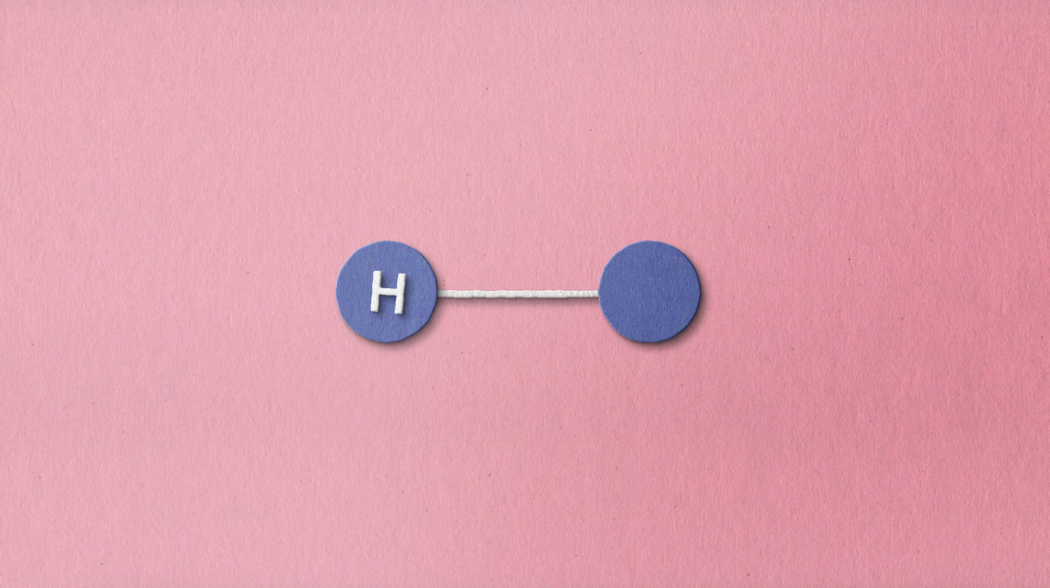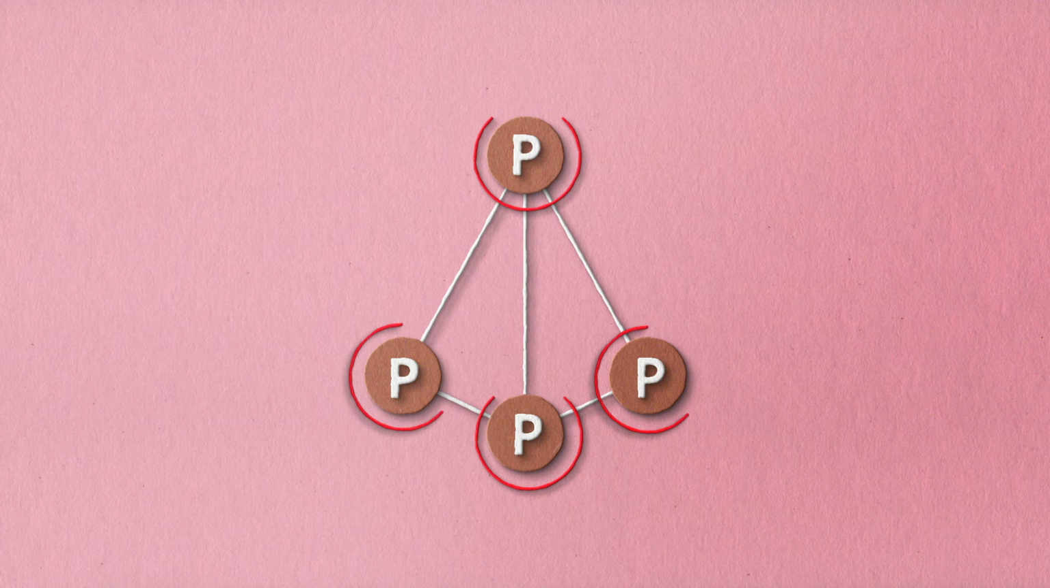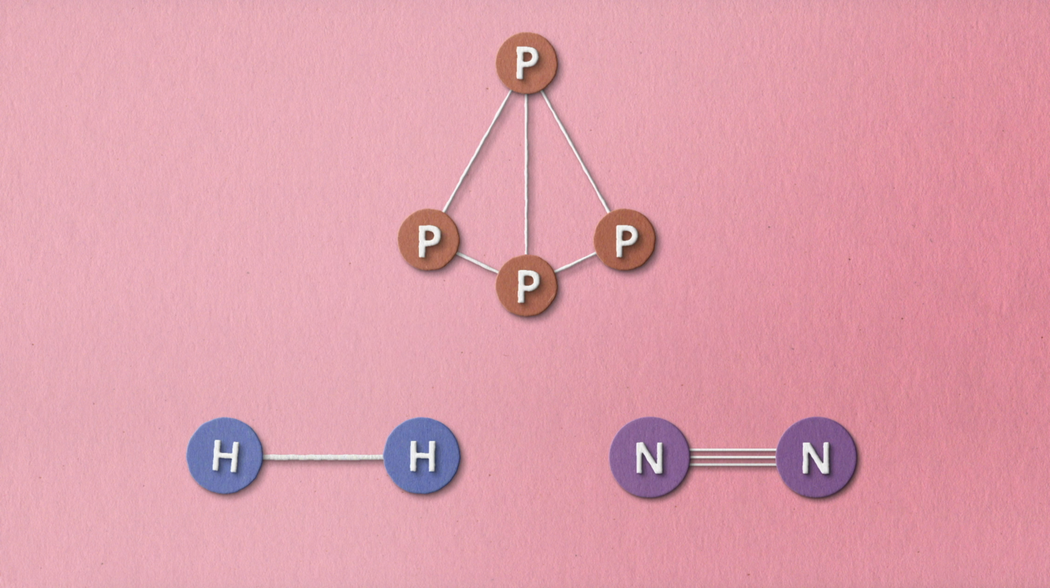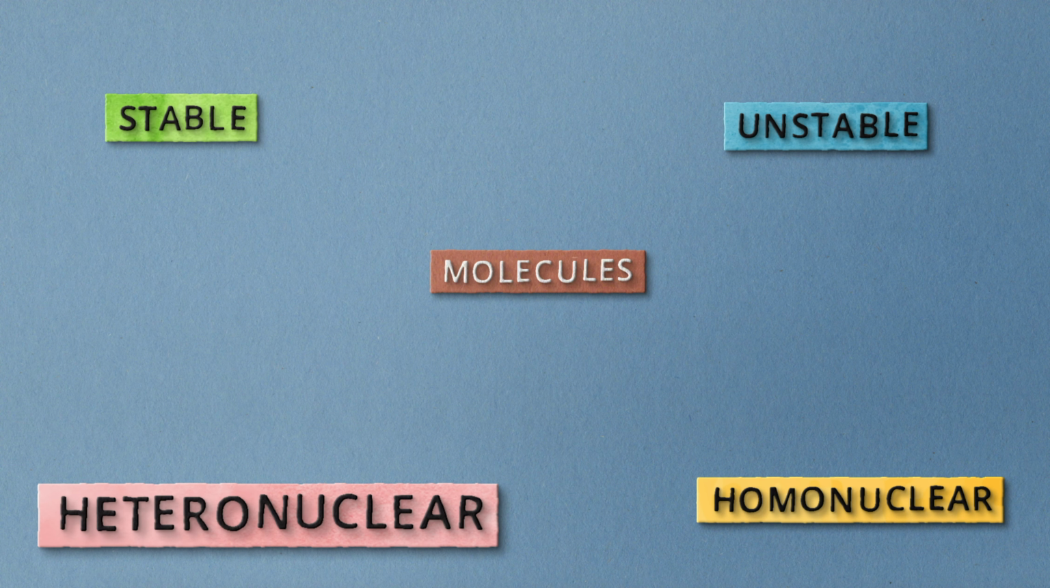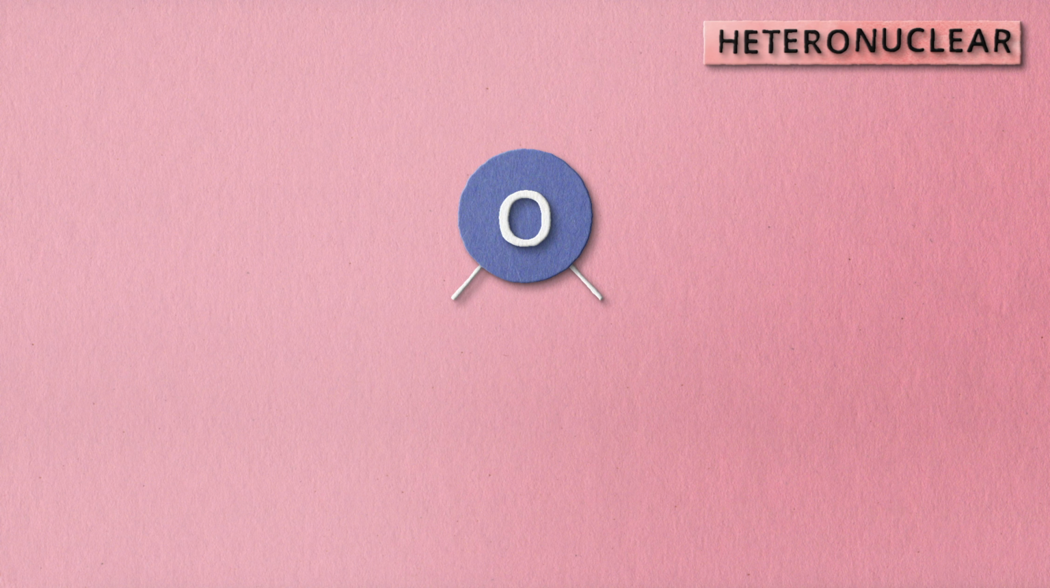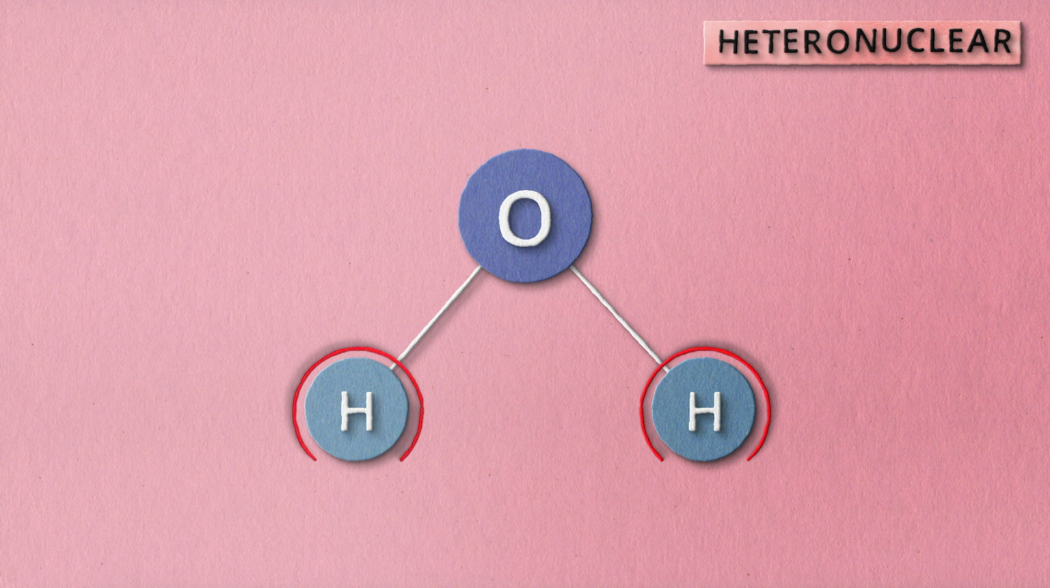For example, H2, or hydrogen, with 2 atoms of hydrogen, P4 with 4 atoms of phosphorus, and N2 with 2 atoms of nitrogen. These are homonuclear molecules. By contrast, heteronuclear molecules consist of several elements, like CO, or carbon monoxide, with 1 atom of carbon and 1 atom of oxygen, or water, or H2O, with 2 hydrogens and 1 oxygen.